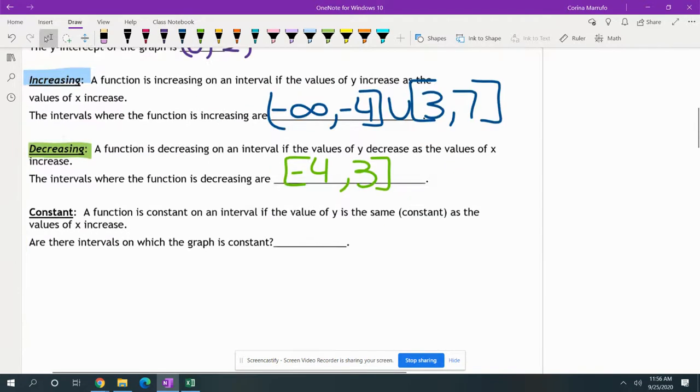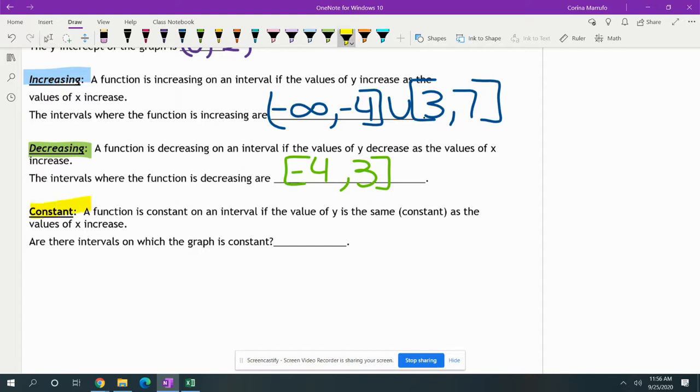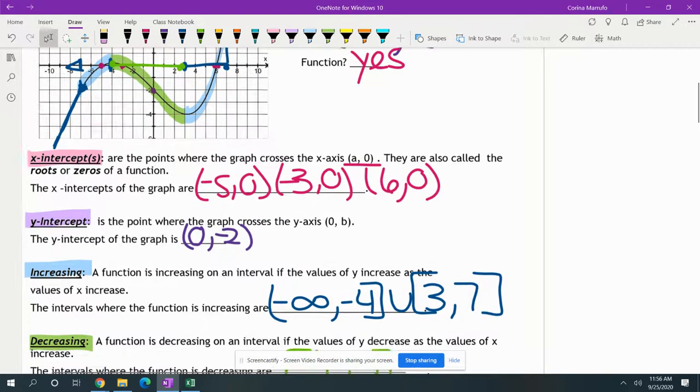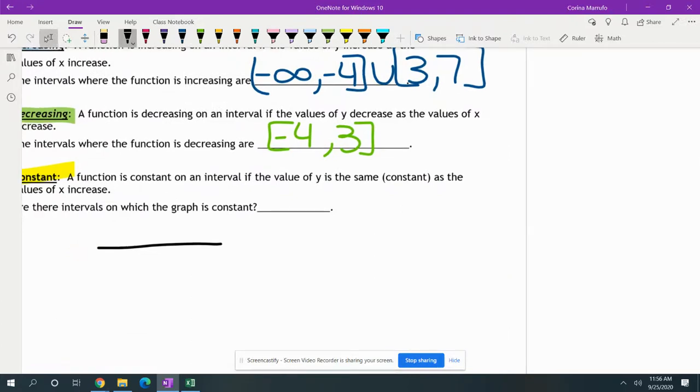So constant: a function is constant on an interval where the value of y is the same as the value of x increases. Are there intervals on which the graph is constant? Constant is when it's a horizontal line, where the graph is just straight across. In this case, we do not have anything like that. It's just curves going up and down. So there is no constant.